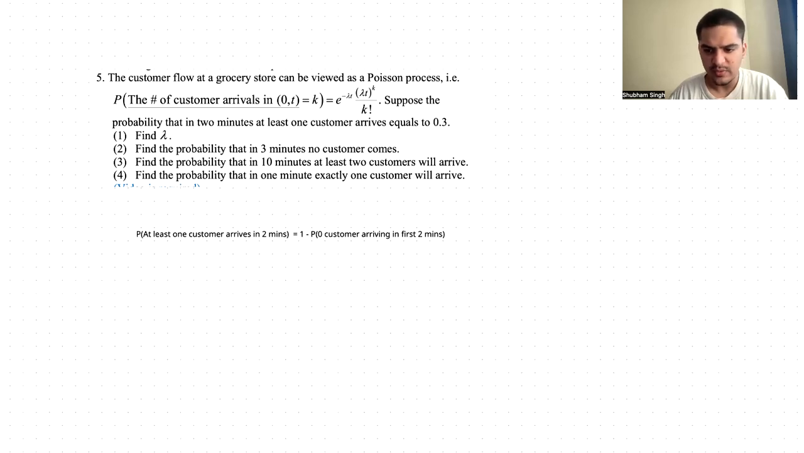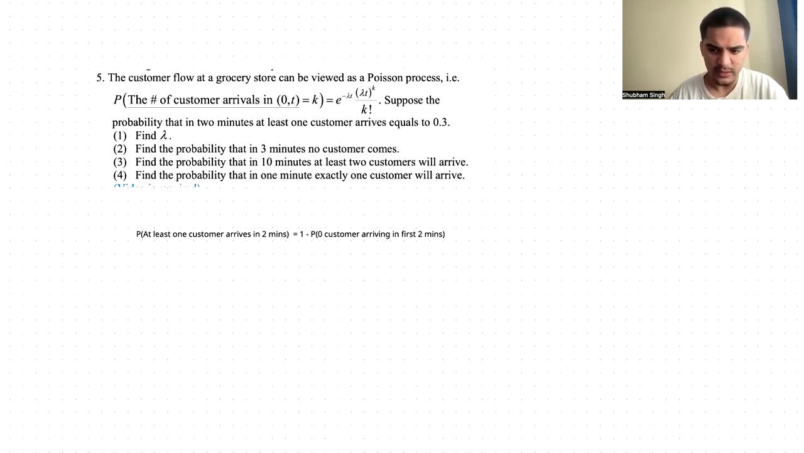Suppose we are given another piece of information: the probability that in 2 minutes at least one customer arrives is equal to 0.3. So we need to find lambda, and then we need to find the probability that in 3 minutes no customer comes, the probability that in 10 minutes at least two customers come, and the probability that in 1 minute exactly one customer will arrive.